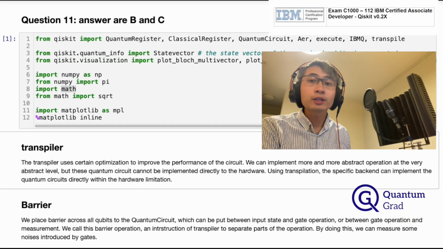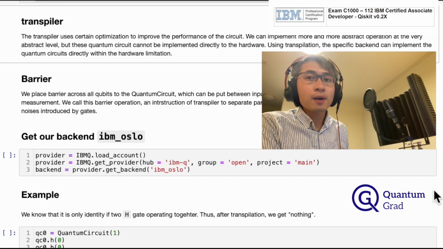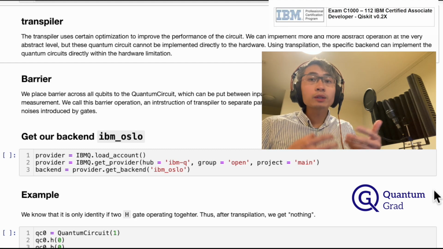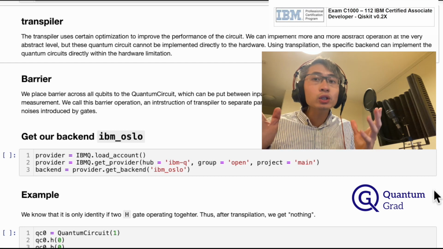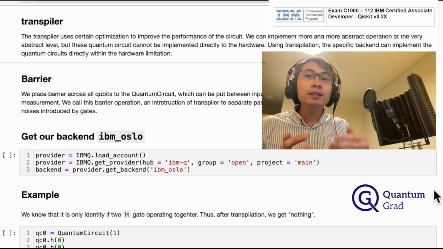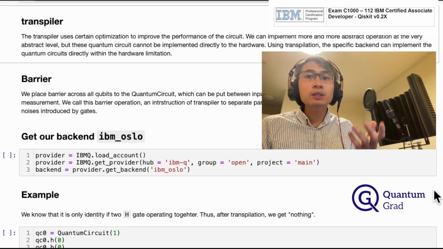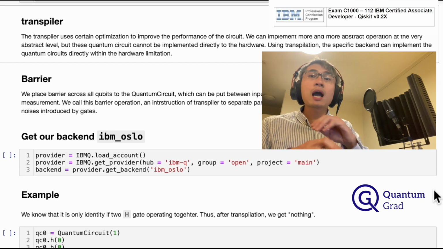So firstly, I need to import a package, including transpiler here. So what is a transpiler? A transpiler is to optimize our performance in the circuit. When we implement more and more gates into our circuit, it becomes more abstract in level. But this quantum circuit may not be implemented into the hardware. So what should we do? We need to have a transpiler. By doing the transpilation, the specific backend can implement the quantum circuit directly within the hardware limitation.